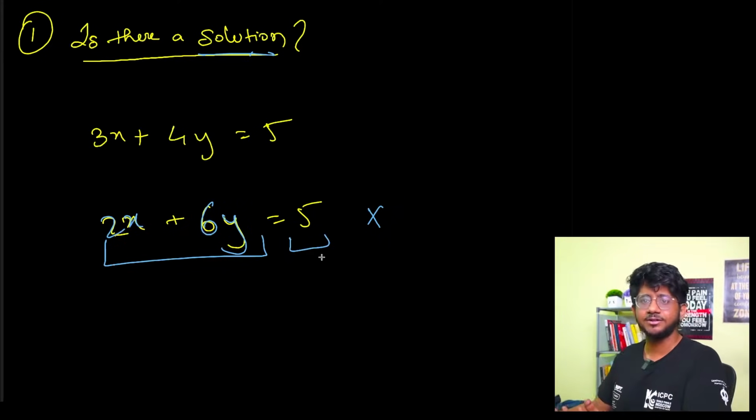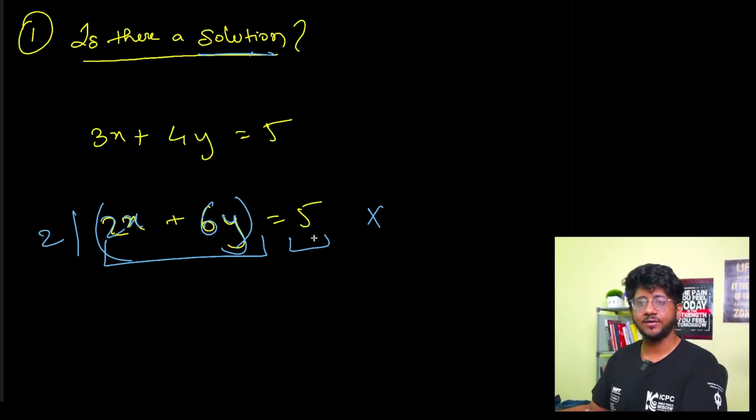Can that ever happen, that an even number is equal to an odd number, right? No, right? Why did that happen? Because 2 divided the left hand side, but 2 did not divide the 5.